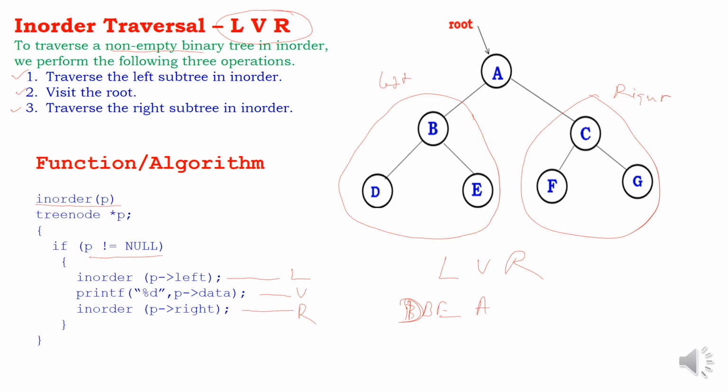In order means again left, root, right. FCG. D, B, E, A, F, C, G is the inorder traversal. Here we perform three things. See here, as per the definition, we are writing the function. If it is a non-empty binary tree, we perform three things. Traverse left subtree in order, visit root node, traverse right subtree in order.